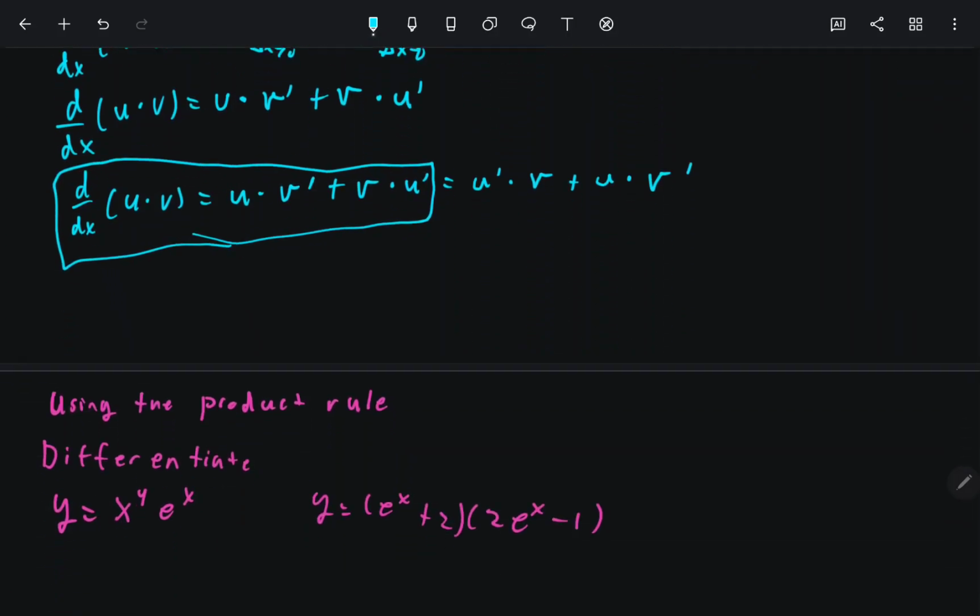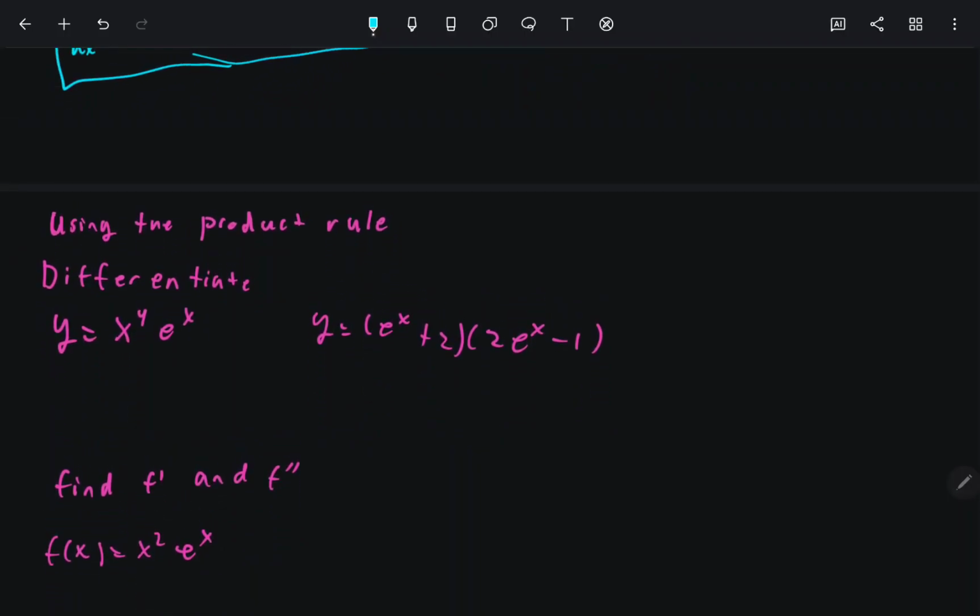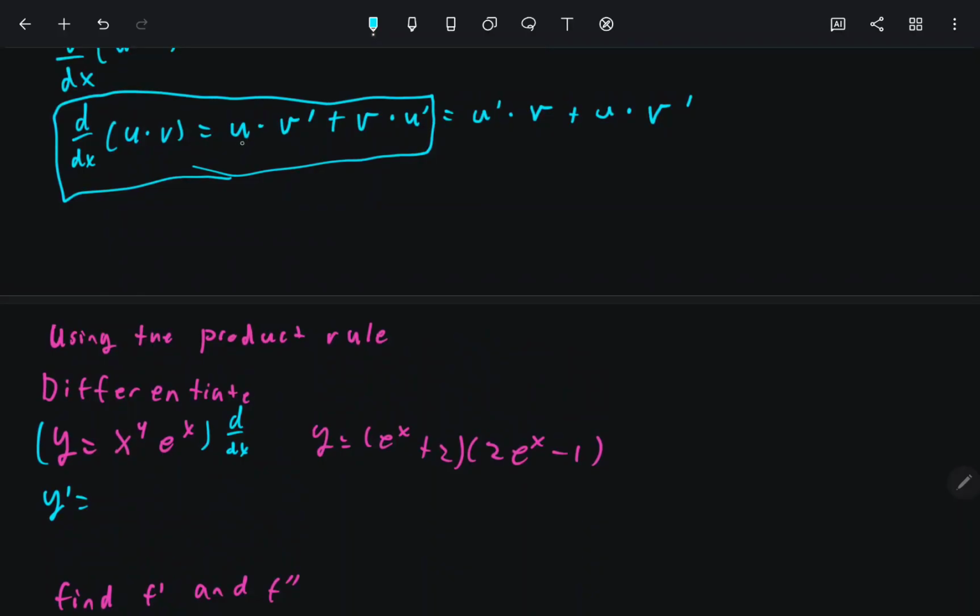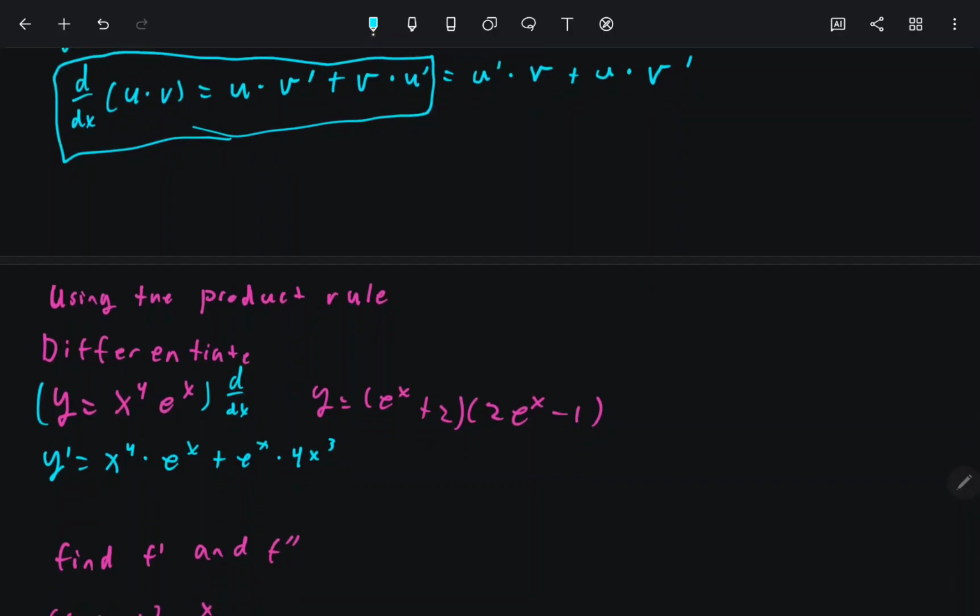Let's use the product rule in some problems here. So, for this first one, we are going to do d over dx. Well, we will have y prime is equal to the first, x to the power of 4, times the derivative of the second, which is e to the x, plus the second, which is once again e to the x, times the derivative of the first, which here is 4x cubed. And that's how we find y prime.